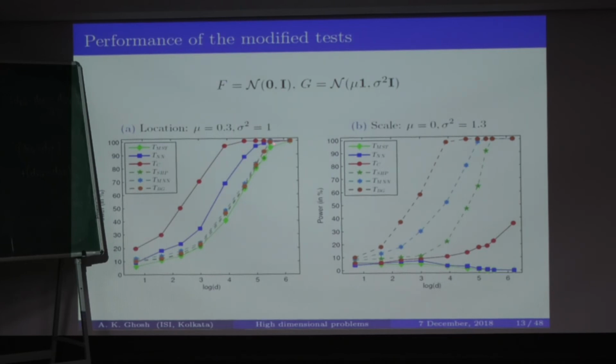In the case of the location problem, these three solid curves we had before. Now we have some dotted curves for the modified tests. We can see that in the case of the location problem, they are performing well, but not as good as the original test. But in the case of the scale problem, where we have given a safeguard against the cancellation of positive and negative terms, the nearest neighbor test and the Cramer test both are working well as compared to the original test, which had power like this. So this simple modification works.